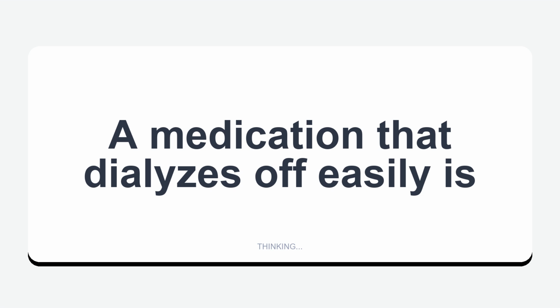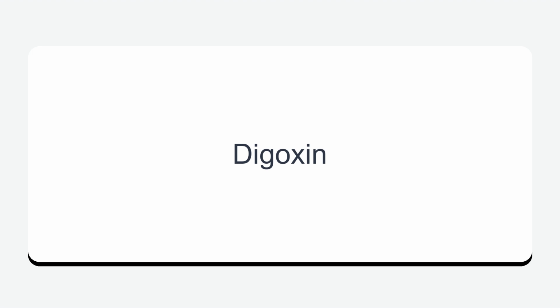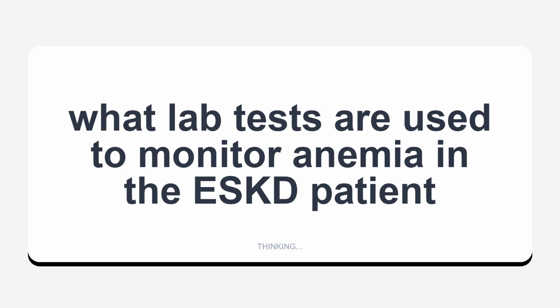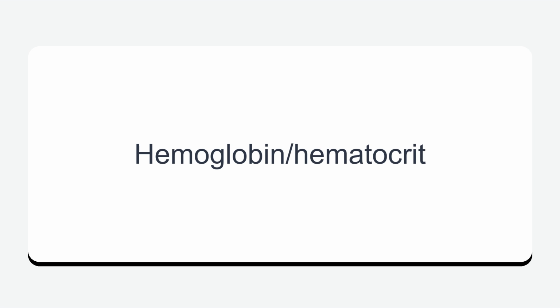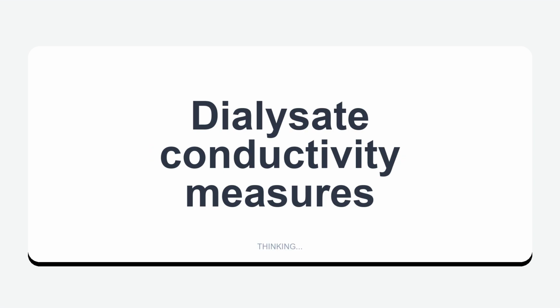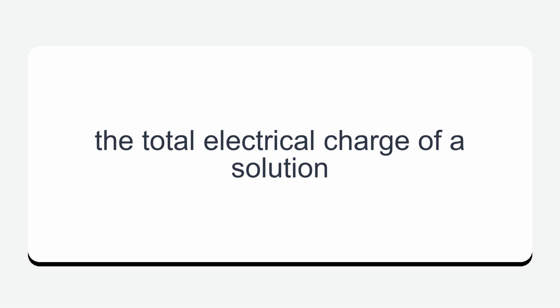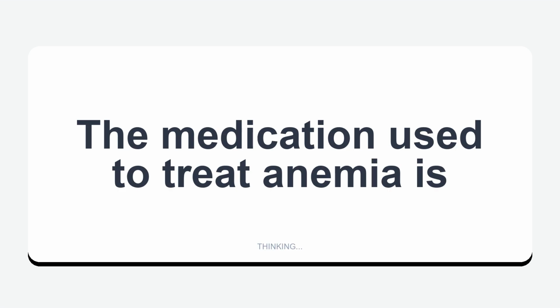A medication that dialyzes off easily is digoxin. What lab tests are used to monitor anemia in the ESKD patient? Hemoglobin/hematocrit. Dialysate conductivity measures the total electrical charge of a solution. The medication used to treat anemia is Epogen.